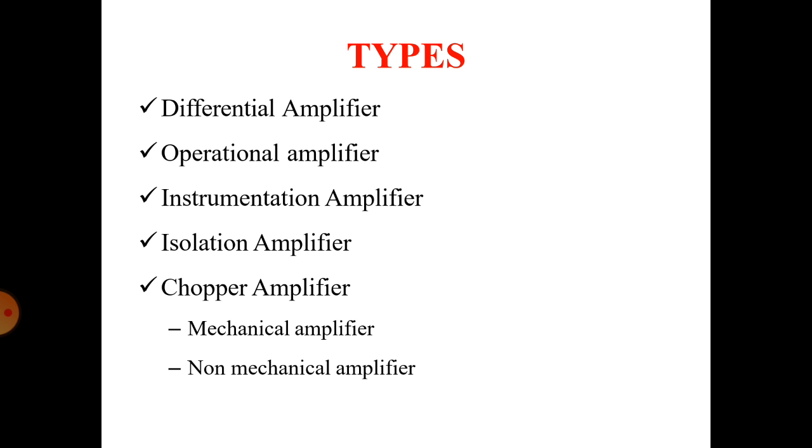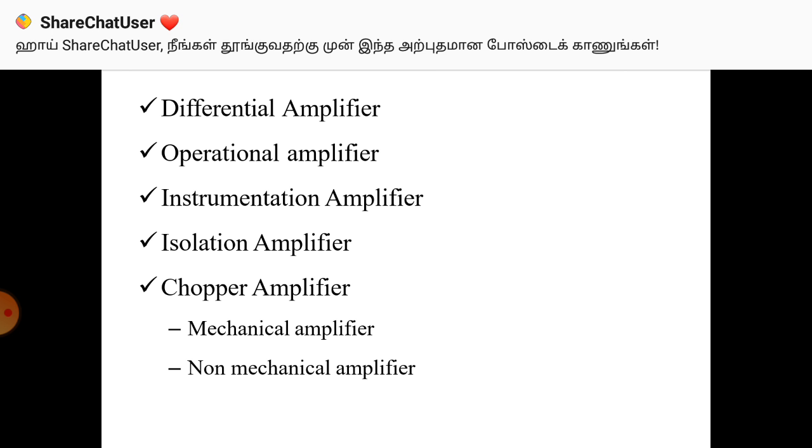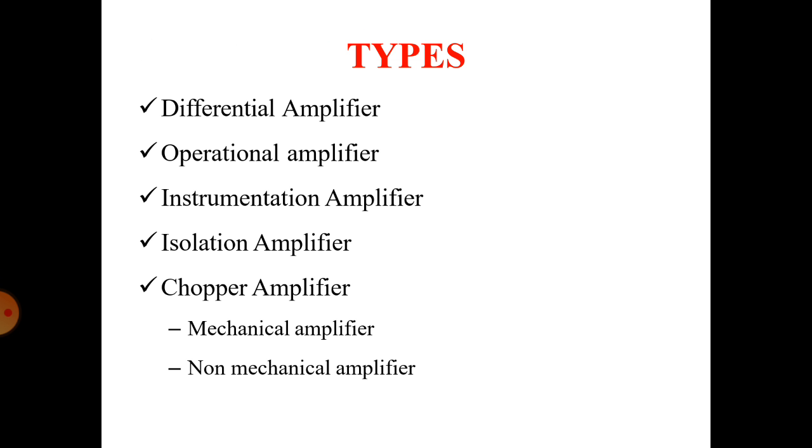So the next is types of bioamplifier. Here we have many types of biological amplifier. One is the differential amplifier. Next is the operational amplifier. Next is the instrumentation amplifier. Next is the isolation amplifier. Next is the chopper amplifier. In the chopper amplifier we have two types: mechanical chopper amplifier and non-mechanical chopper amplifier. So these are the types of bioamplifier.